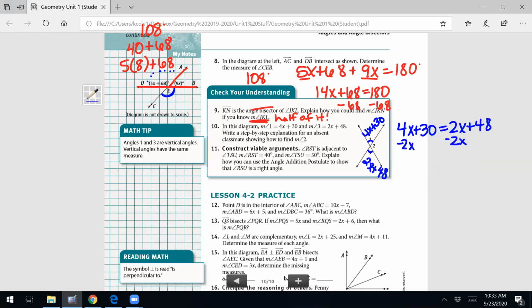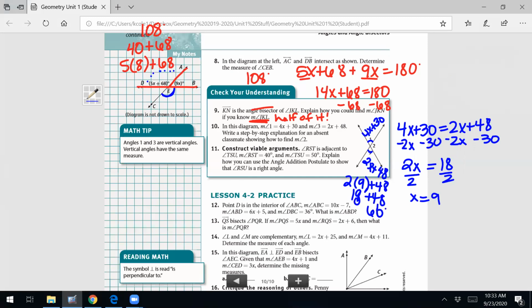Now, this is just one way. I can think of another way that you could do it as well, but I'm just going to go with this one because this was my initial thought. So that equals 18, divided by 2, x equals 9. Well, then I'm going to plug that back in. 2 times 9 plus 48, which is 18 plus 48. So 18 plus 48 is 66 degrees.